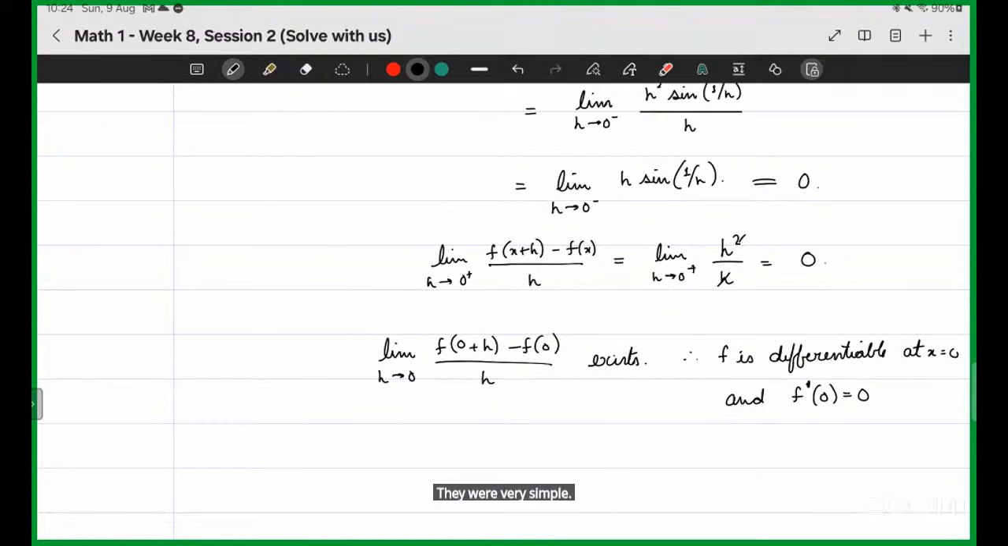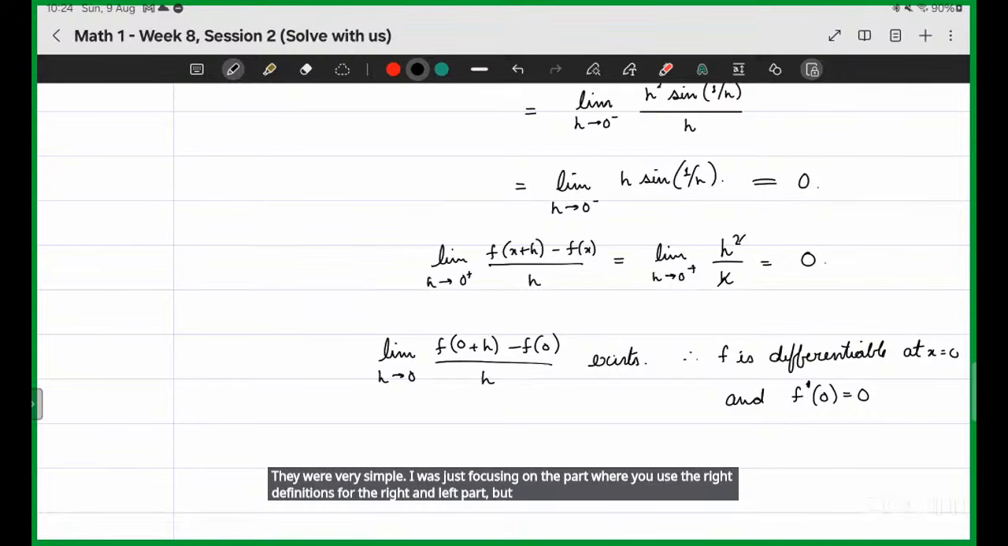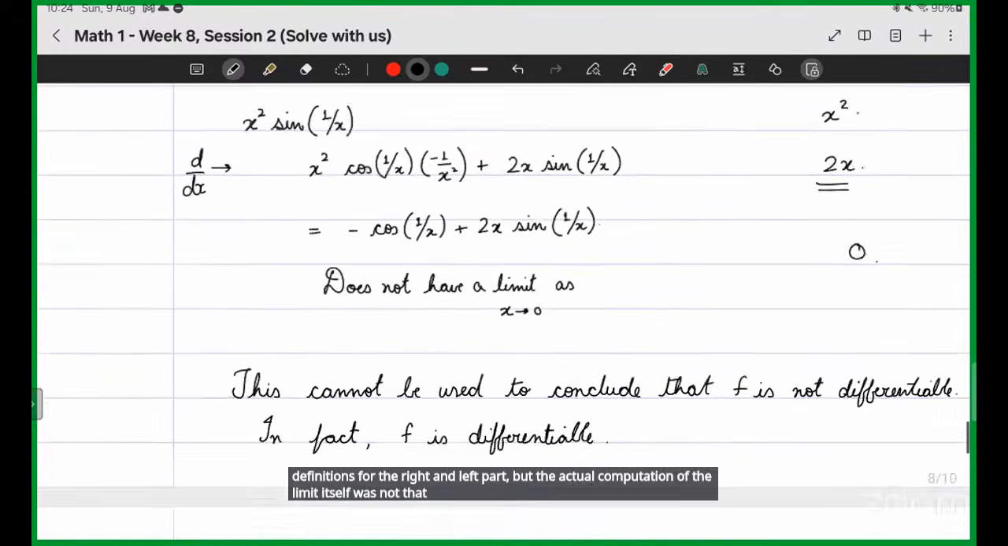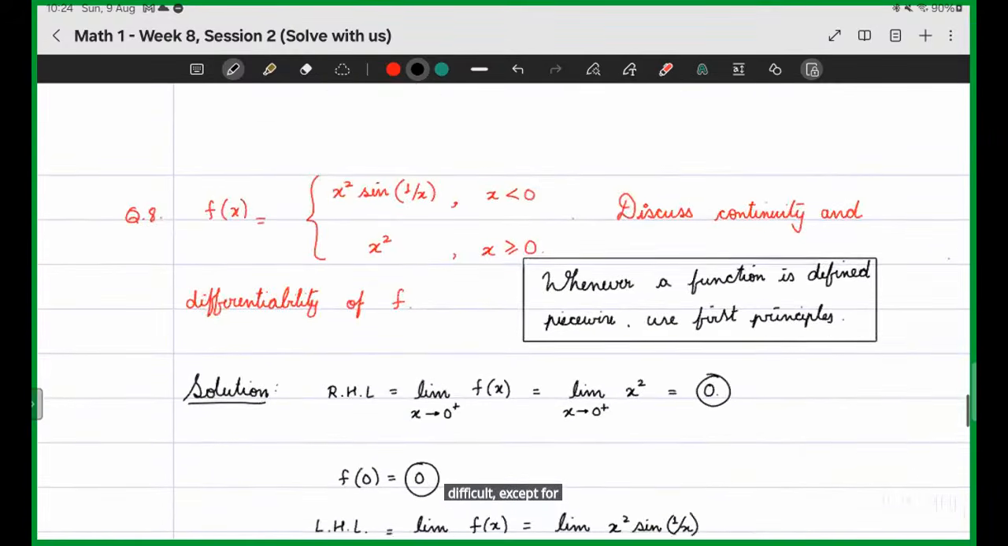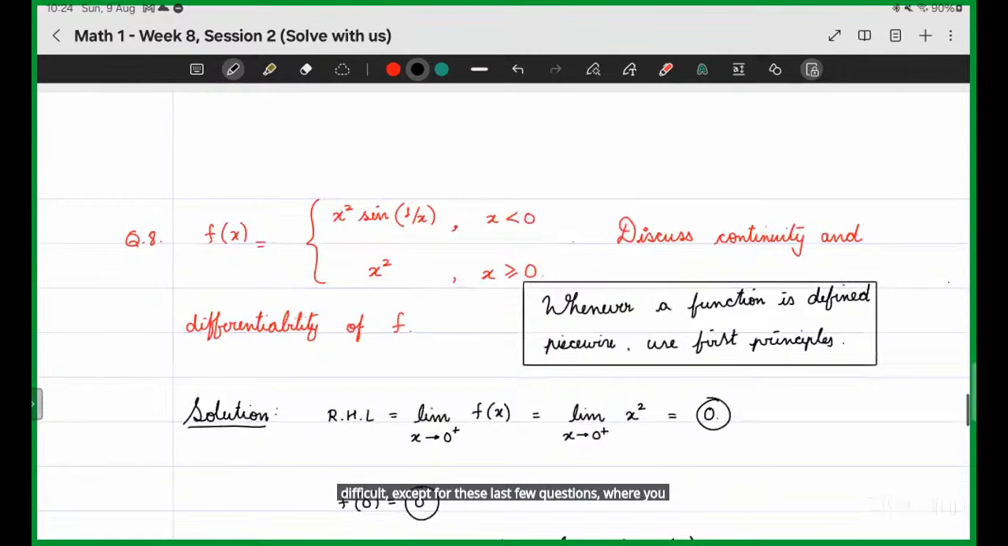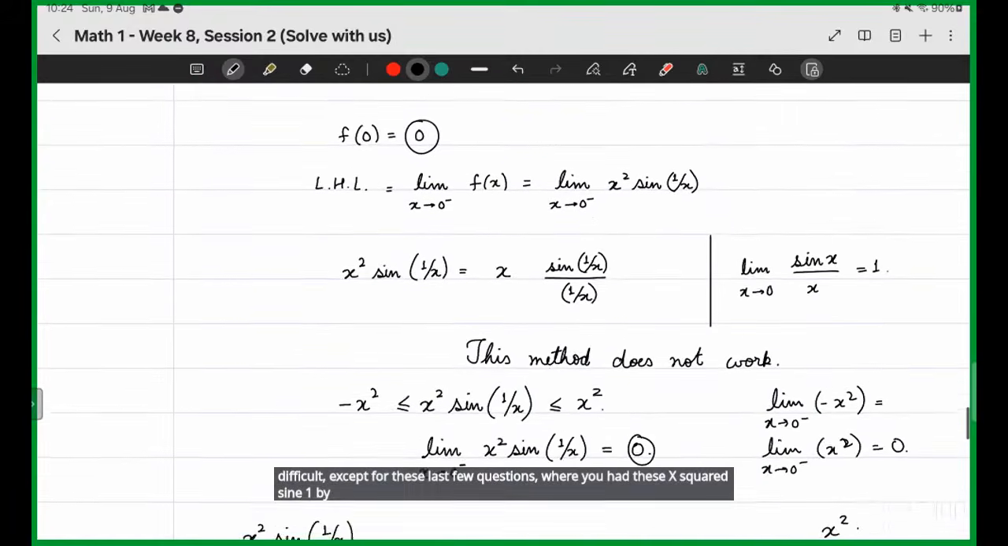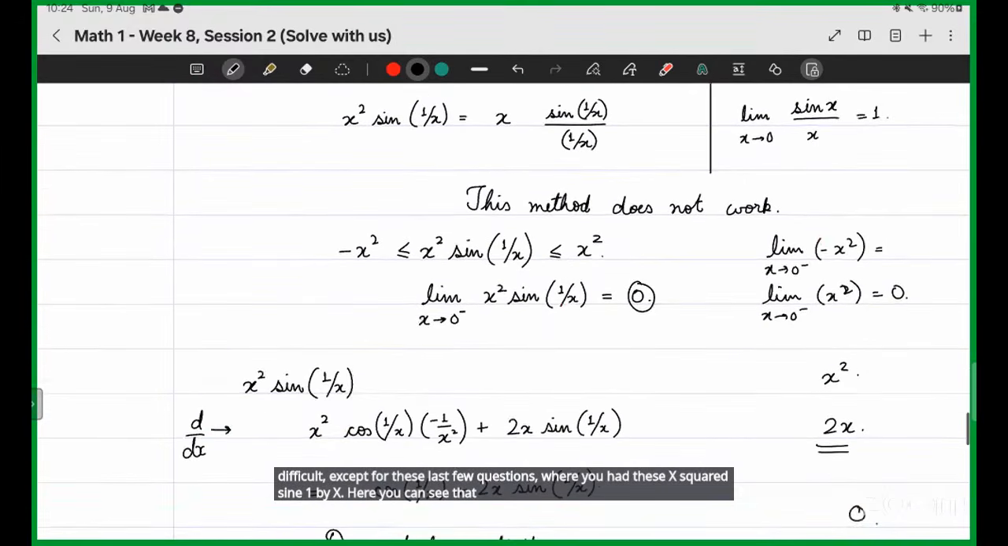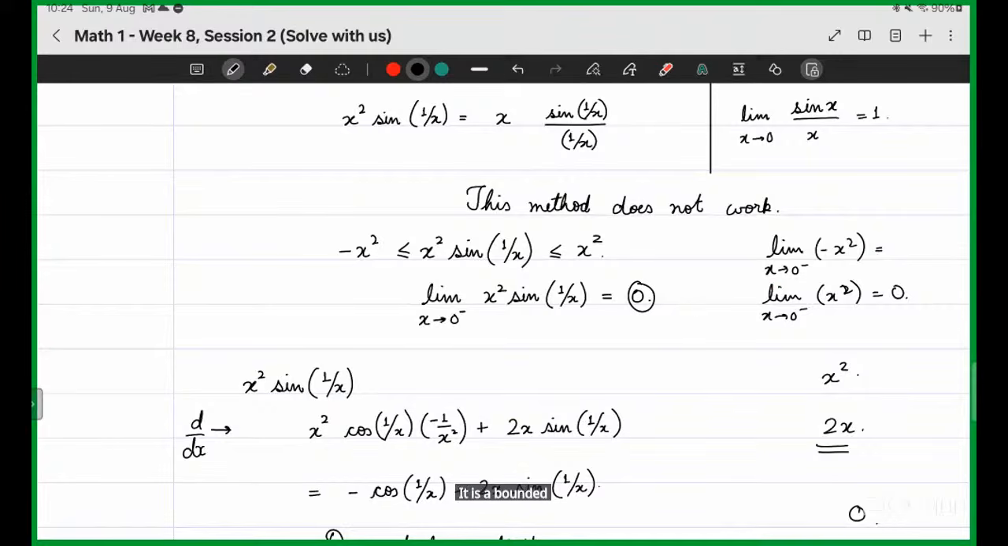I was just focusing on the part where you use the right definitions for the right and left part, but the actual computation of the limit itself was not that difficult, except for these last few questions where you had x squared sine 1 by x. Here you can see how I compute the limit: by using the sandwich principle. Whenever there is a bounded function, this can be done.